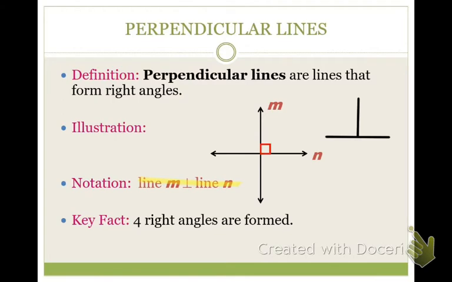Okay, and then the key fact you can write down, and then I'll explain it. Four right angles are formed. Four right angles are formed. So if you look at this picture, we've got two lines that intersect and they keep on going. So all of these are right angles, and here's why. What relationship does this angle have with the angle across from it? They're called vertical angles, and what do you know about the measures of vertical angles? They're congruent. So if this is 90, that means this is also 90.